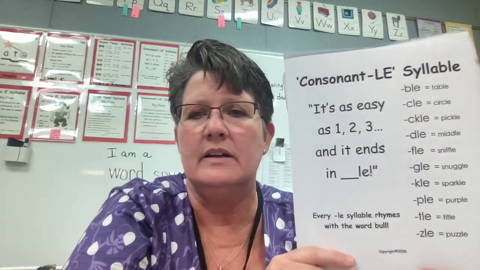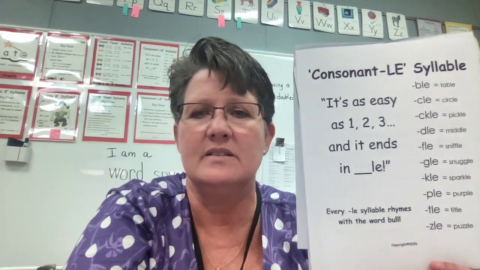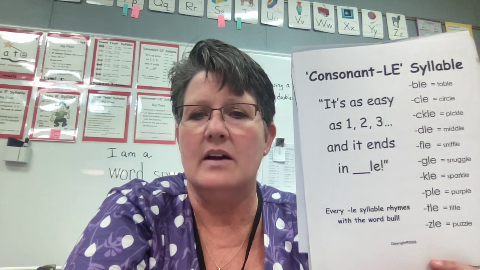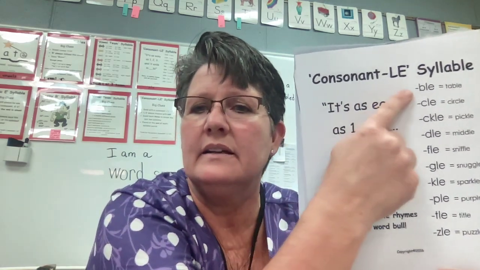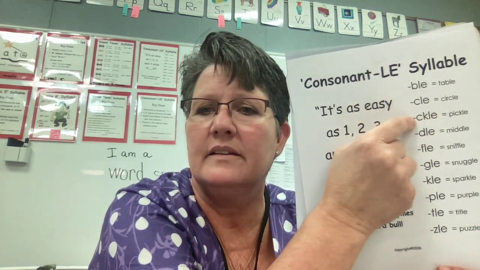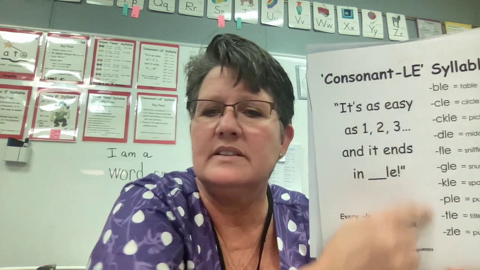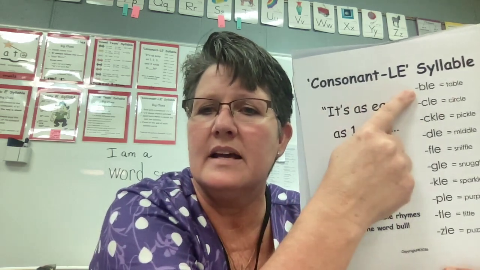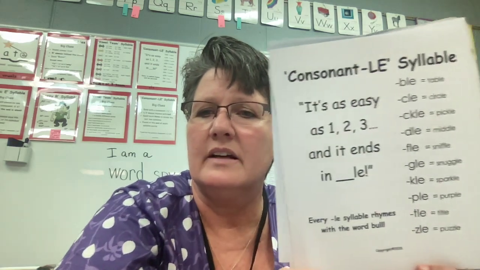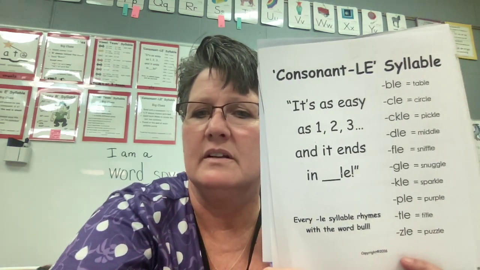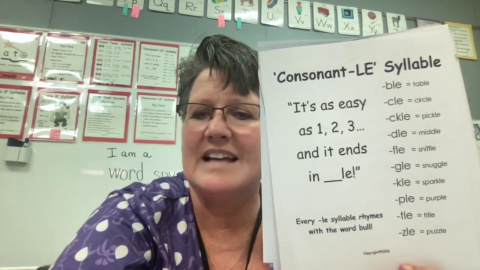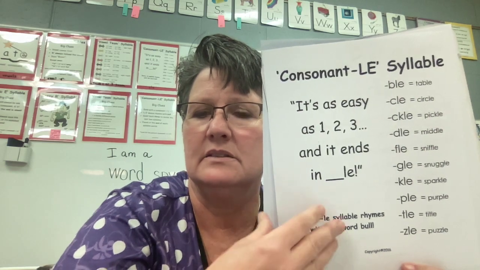And the final pattern is consonant LE. It's as easy as 1, 2, 3, and it ends in LE. If it's a consonant LE, look here, consonant LE. So this is always going to rhyme with bull. So we got table, circle, pickle, middle, sniffle, snuggle, sparkle, purple, title, and puzzle. Okay.